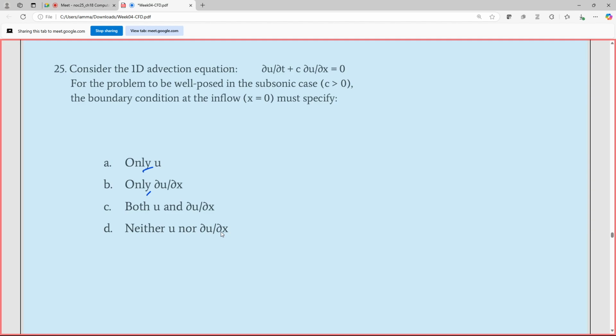So the question is on well posedness of the 1D advection equation for a subsonic case. Which of the following is a must? Option A, only u. Option B, only dou u by dou x. Option C, both u and dou u by dou x. Option D, neither u nor dou u by dou x.